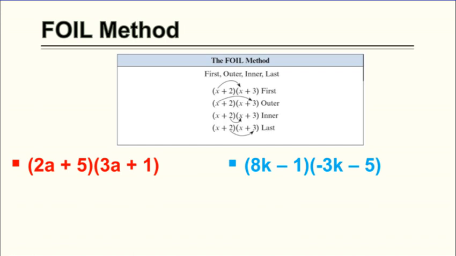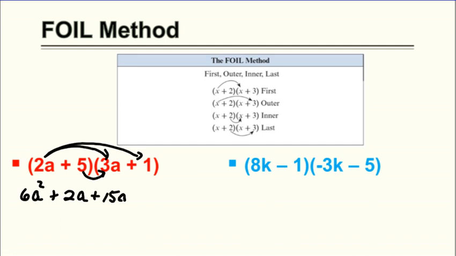Next one, 2a times 3a. So 2 times 3 is 6. A times a is a squared. 2a times 1 is positive 2a. 5 times 3a is a positive 15a. 5 times 1 is a positive 5. Add like terms, I get 6a squared plus 17a plus 5.